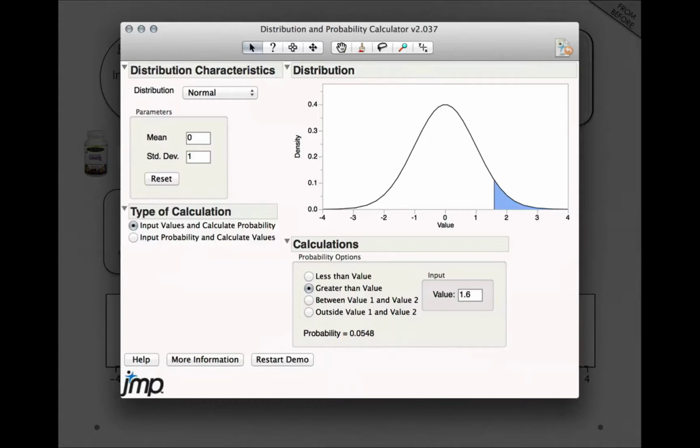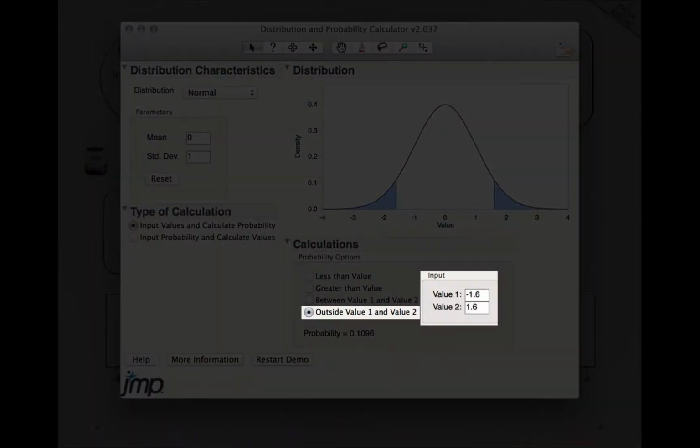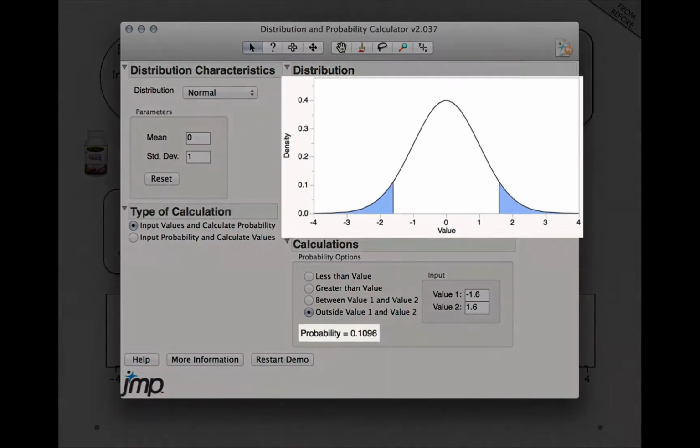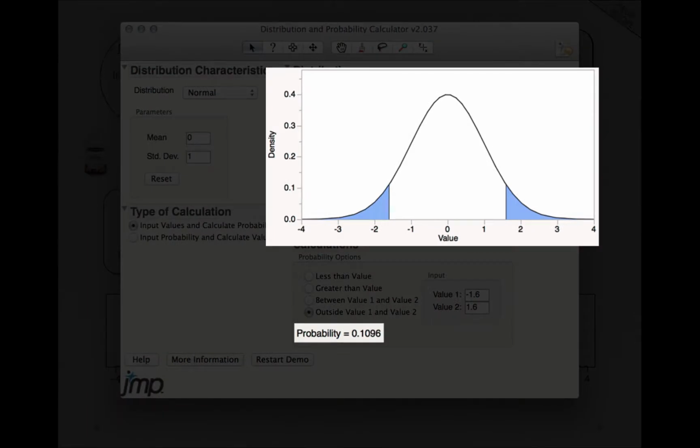Now let's try the two-tailed p-value. I'll click the outside value 1 and 2 and enter negative 1.6 for value 1 and positive 1.6 for value 2. Notice this addresses a slightly different question. How often would I get sampling error as much as I obtained, 6 points, if I was simply taking a sample from a population centered at 100 with a standard deviation of 15? In this case, we find that the probability of obtaining this much sampling error occurs about 10% of the time. So this may give us a slightly different impression about how unlikely our particular difference is due to chance.